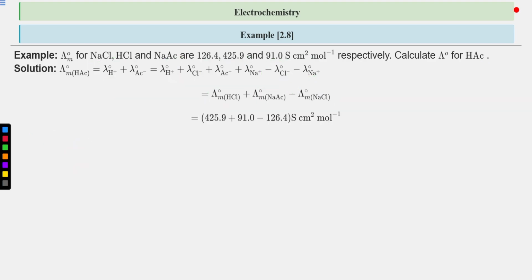Okay. Now we can simply write the values here. Lambda naught of HCl is given as 425.9, plus lambda naught m of NaAc, which is given as 91, minus lambda m naught of NaCl, which is 126.4, in the negative. Now you just have to add and subtract, and it becomes equal to 390.5 Siemens centimeter square mole inverse. So this is the answer for the calculation of lambda m naught for acetic acid.